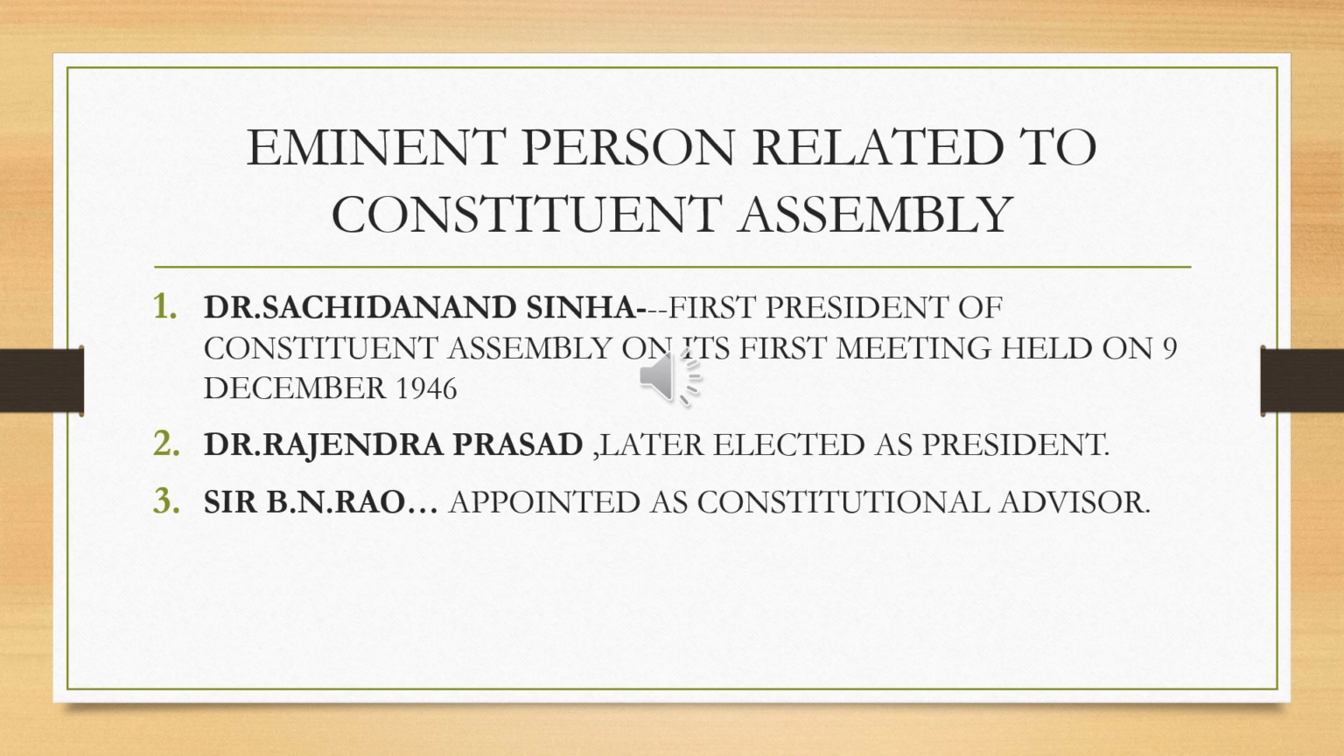Now let's study some eminent persons related to the Constituent Assembly. Just we need to know the names. That is Dr. Sachchidananda Sinha, who was the first president of the Constituent Assembly, means when its first meeting was held on 9th December 1946. After that, the elected president of the Constituent Assembly was Dr. Rajendra Prasad, and Sir B.N. Rao was appointed as constitutional advisor.